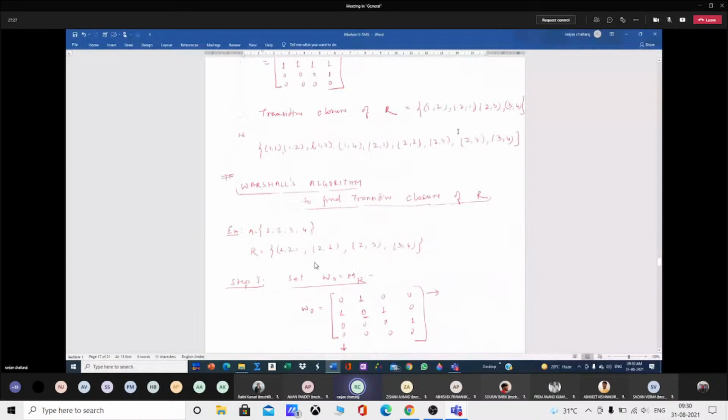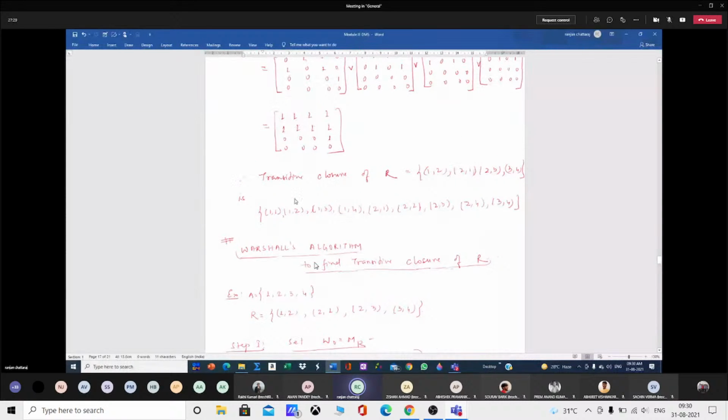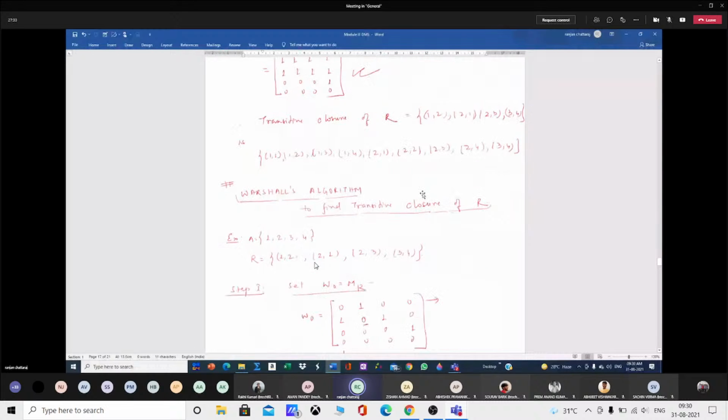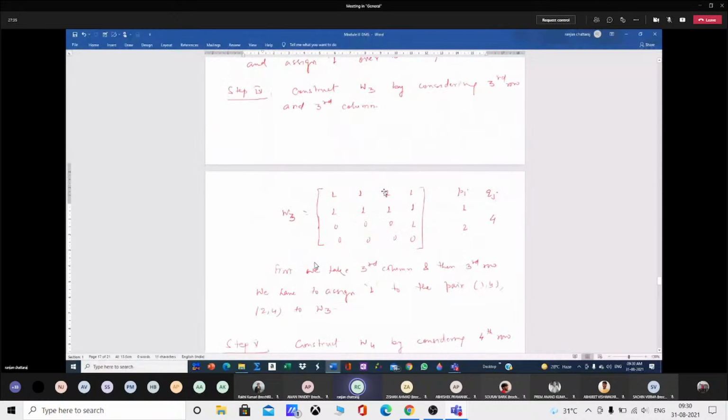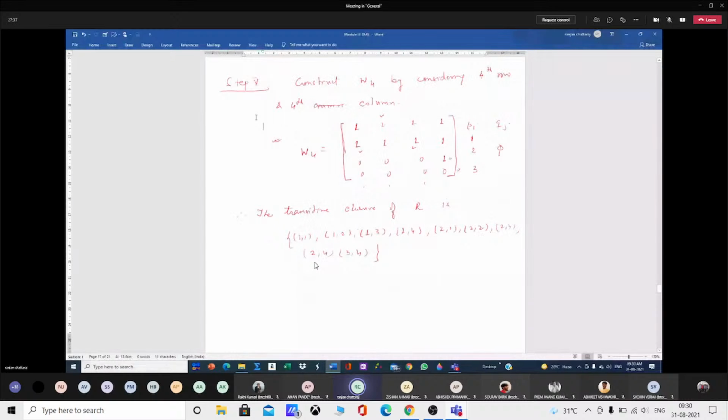Exactly, we are getting the same result. That means it's correct. So Warshall's algorithm is clear to everybody? Is it clear? Yes, sir. And this is very easy to write.